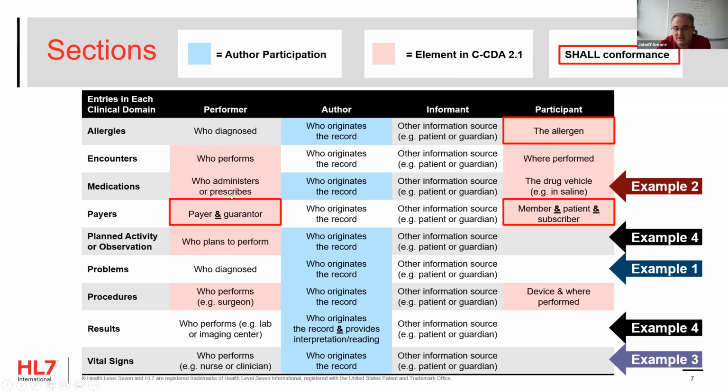Within medications, it would be who administers or prescribes the medication. For participants, really the only one that's of interest that I think about here is the where performed, which is both in the encounters and the procedure section, which is the service delivery location, a template that uses participant to say where things were done.